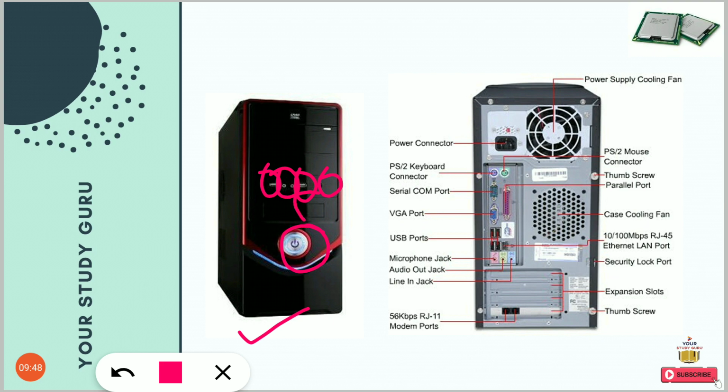So there we have the reset button. This is the DVD drive. So this is the representation in the front view. Next is the back side. This is the power connector, you can see, and PS2 keyboard connector, and PS2 mouse connector, serial COM port, VGA port, USB port, microphone jack.